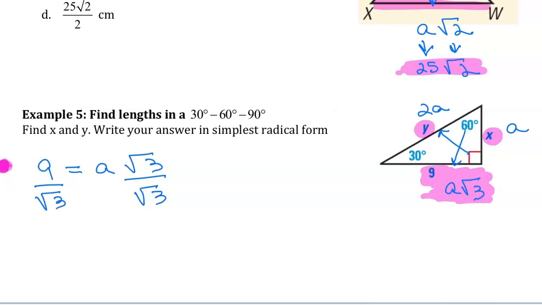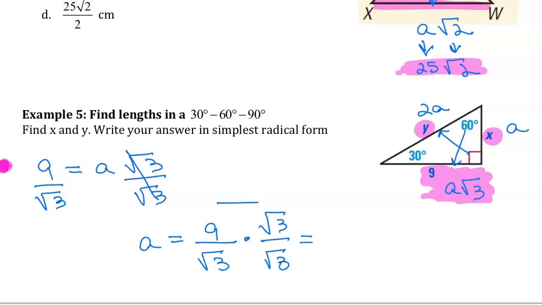Divide by radical 3. So A equals 9 over radical 3. Now, in our class, and in most of your math classes, they do not want you to have a radical in the denominator. So if you have a radical in the denominator, take that value, put it over itself, and multiply straight across this way. 9 times radical 3 is 9 radical 3. Radical 3 times radical 3 is 3.